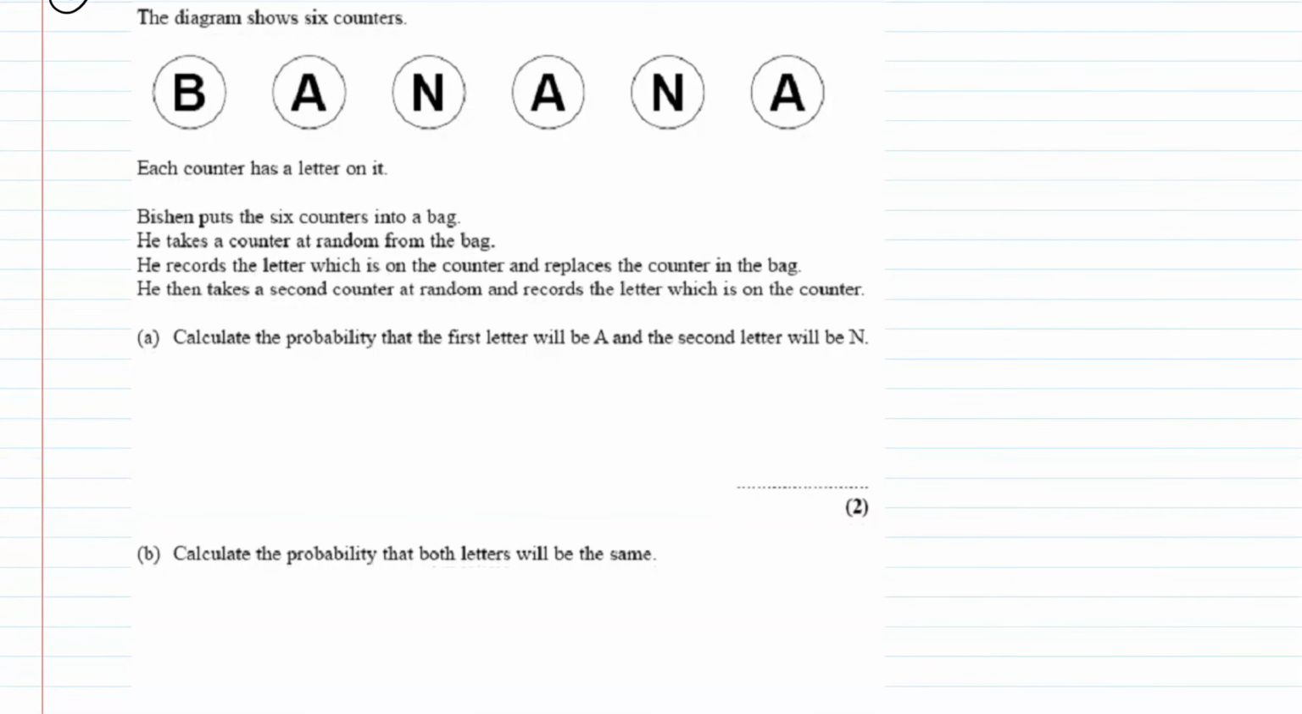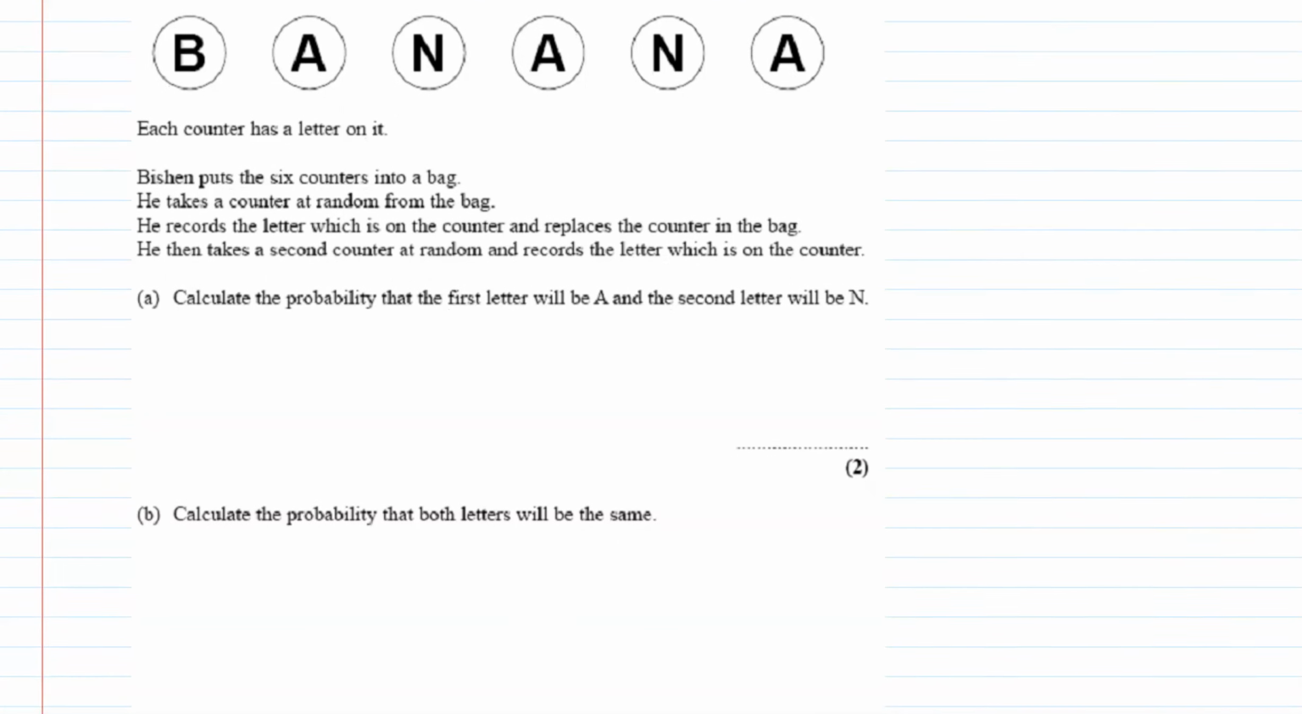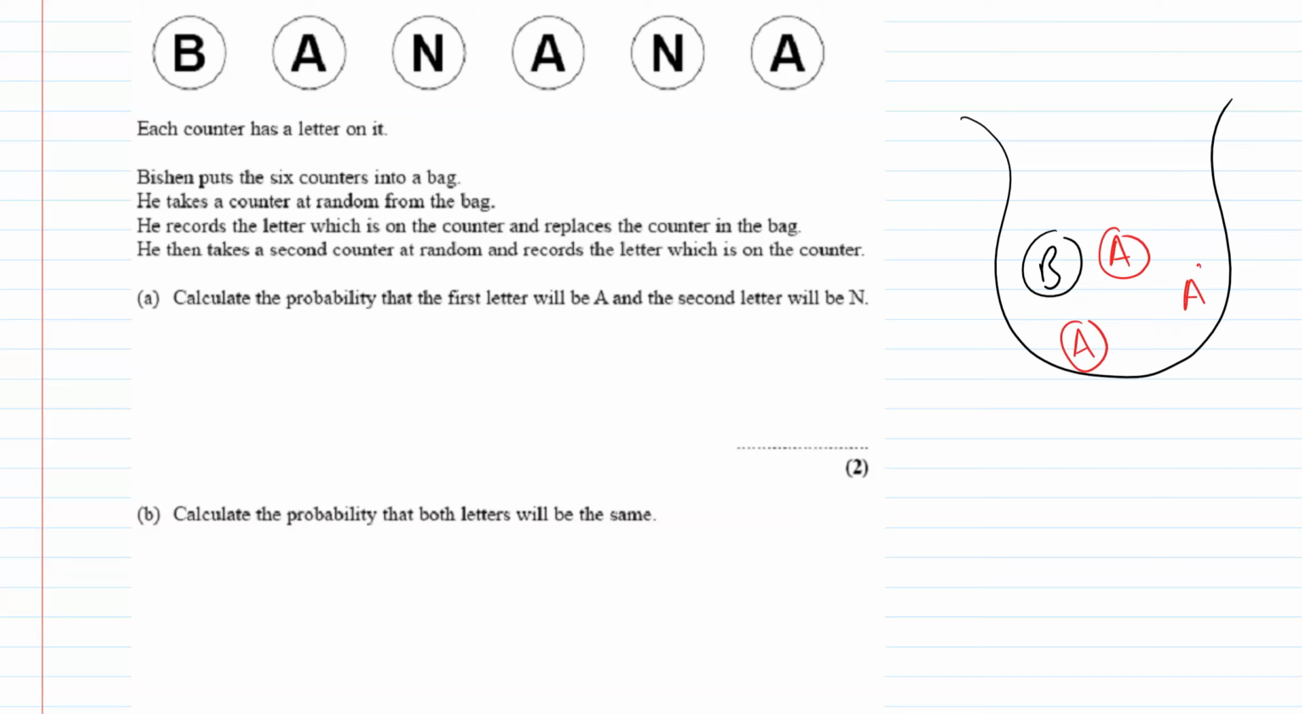So 6 counters, B-A-N-A-N-A. 6 counters go into a bag, so you can imagine this happening. B, there's one of them. The A's I'm just going to write in red. There's 3 of them. And the N's I'm going to write in green. There's 2 of them.